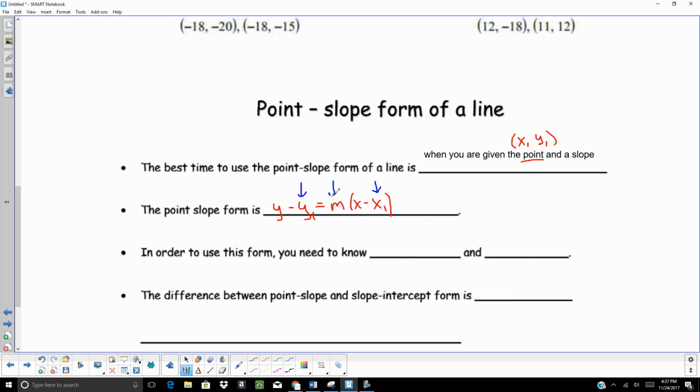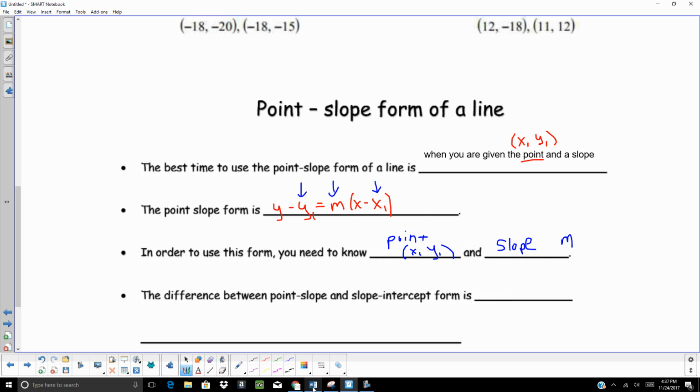So in order to use this form, you need to know a point, which again would be x sub 1, y sub 1, and the slope, which in this case is your m.